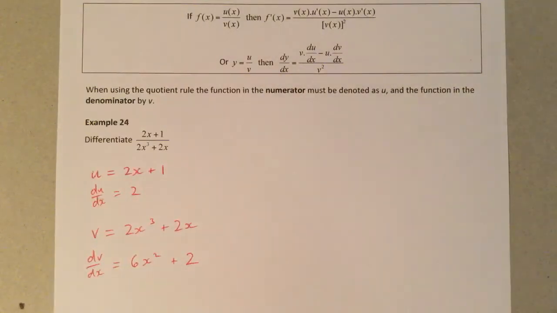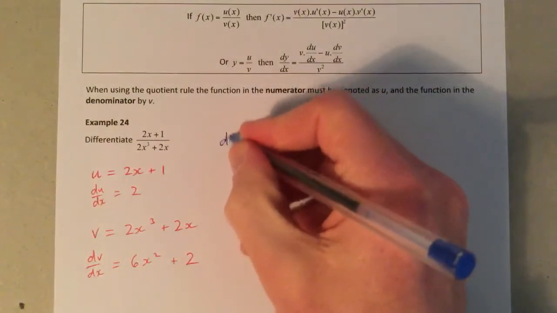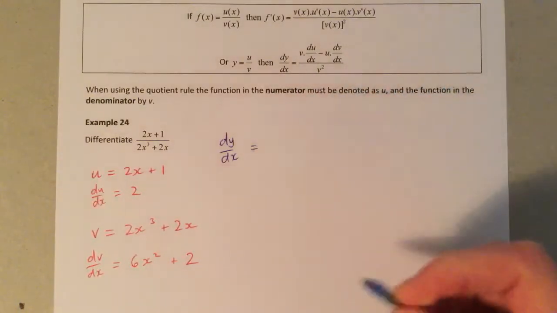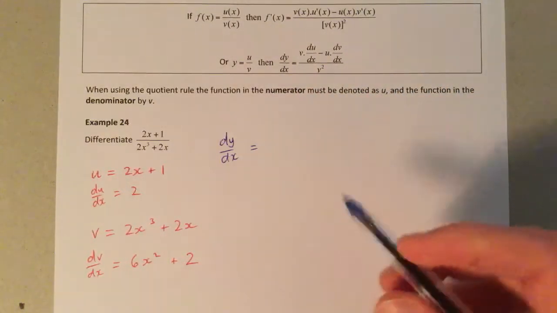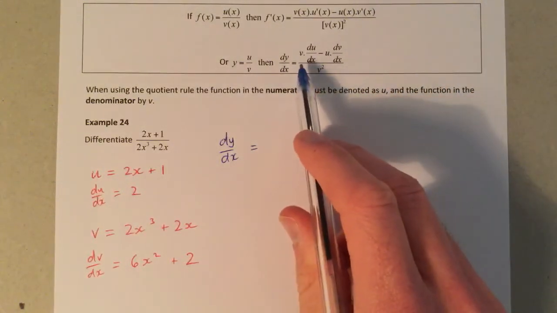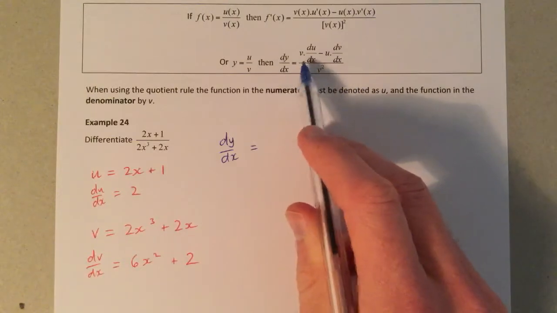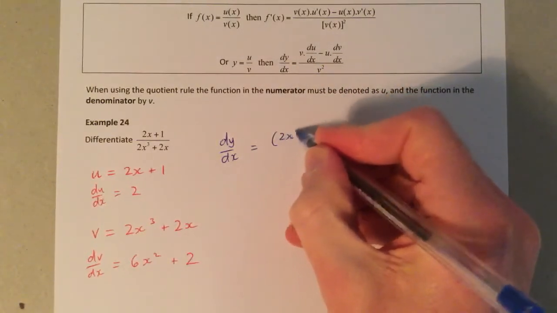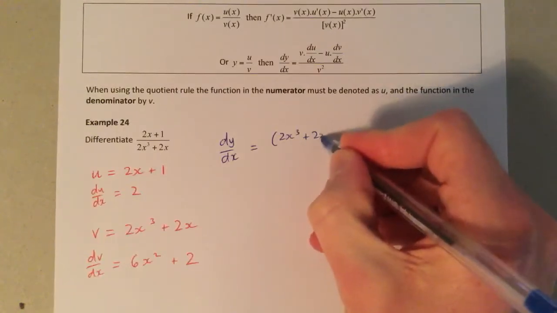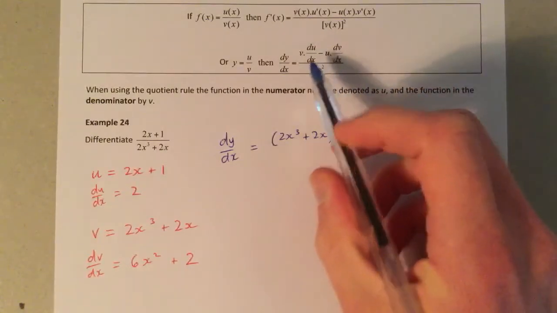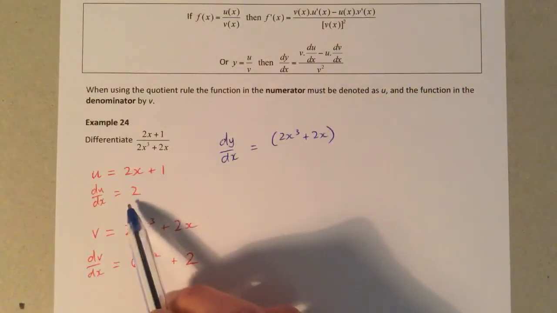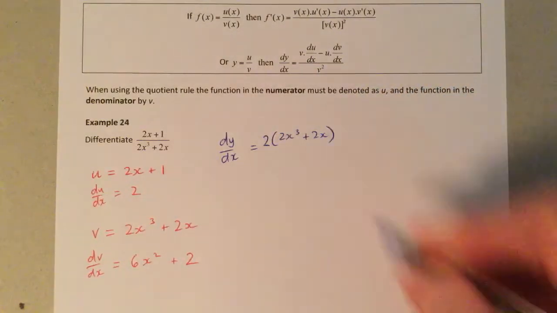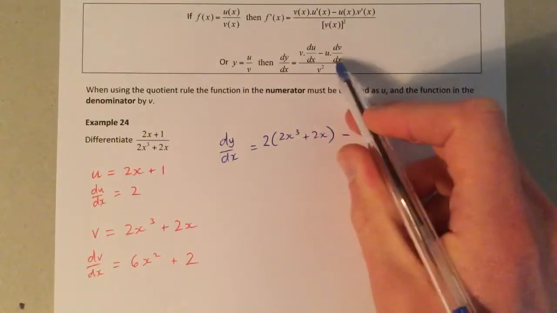So now we can say, all right, well, dy/dx, or the derivative of what we're asked to find, is equal to, going back to the formula here, v times du/dx. So v, which is 2x cubed + 2x, times du/dx. And du/dx was just 2. So I'm just going to put that 2 in front, minus u times dv/dx.